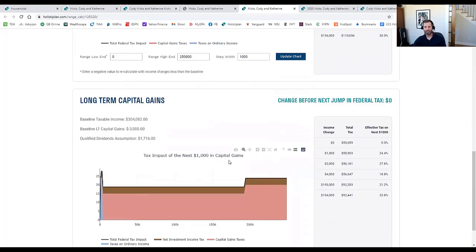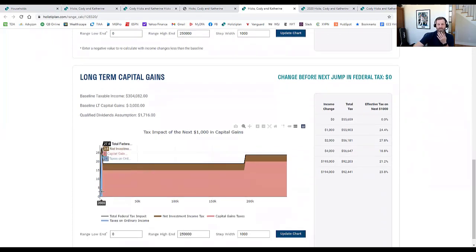Same thing is true on long-term capital gains. Remember, we've got a lot to play with here. Now, in this case, it said the baseline capital gains is this minus $3,000. Again, it's a little funky because we've got that big loss to work with, but hypothetically, you could say, okay, I don't really need to worry about capital gains for a long period of time before that next dollar kicks in. But you can also see a couple of really neat things going on.